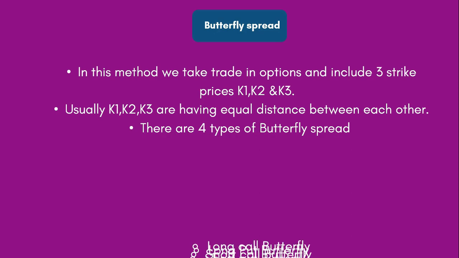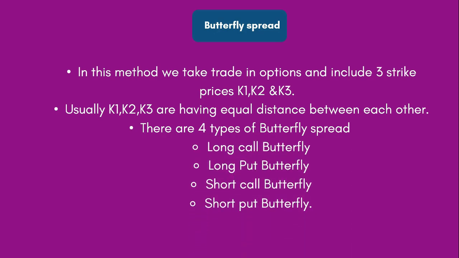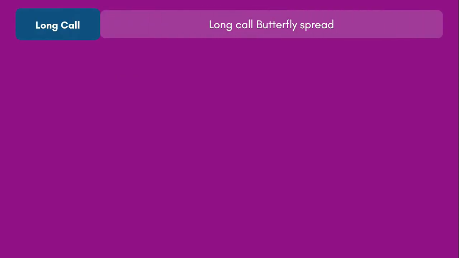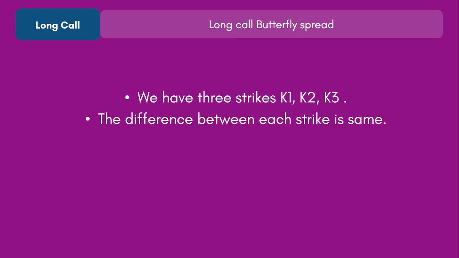As said, there are four types of butterfly spread: long call butterfly, long put butterfly, short call butterfly and short put butterfly. Let us discuss all of these one by one. Let's start with long call butterfly spread. Now, butterfly spread obviously has three strikes K1, K2 and K3, and we also know that the difference between each of the strikes is the same.